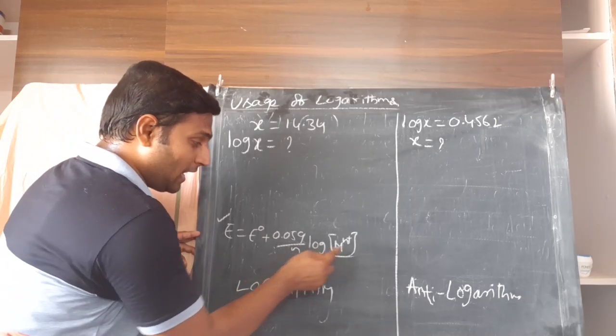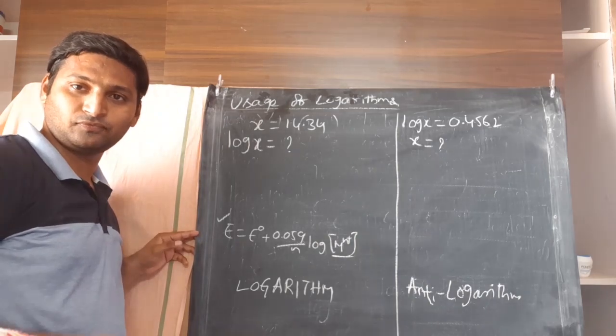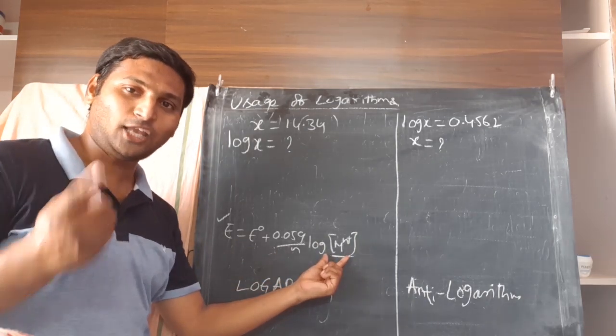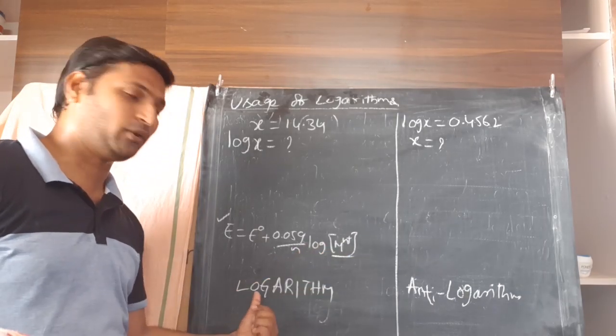Now, unless you find the log of x, you can't substitute here, multiply this value, add to this and get this. So you know x, you have to find log of x. That's why you have to use the logarithm table.